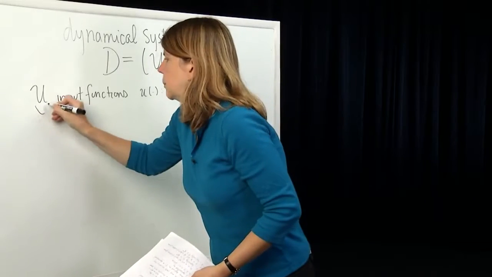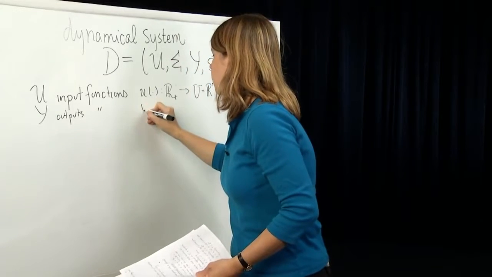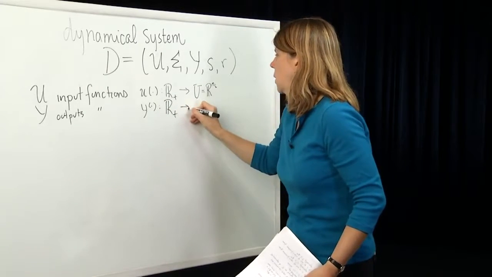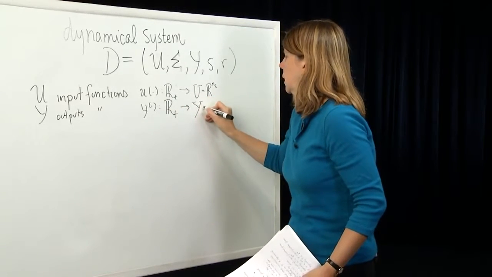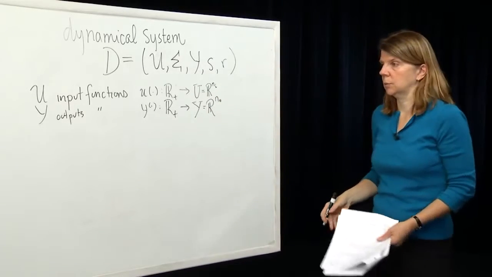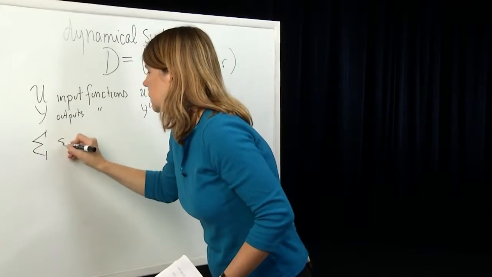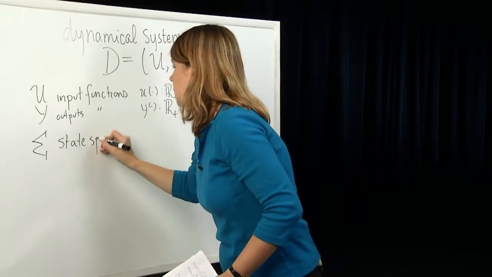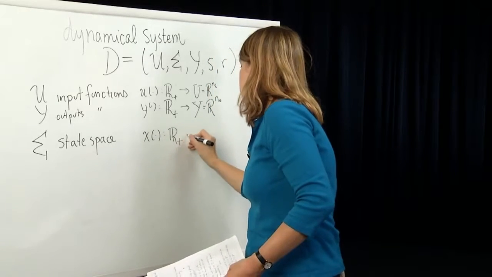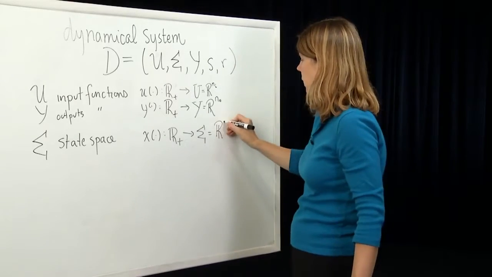And so y, let's skip over to y. These are output functions. The same thing. So y is a function of time. So it takes R plus over to some set Y, and we'll set that to be R n out, where n out represents the dimension of the output space. Sigma is the state space. Okay, so we have a function x of time, which takes us to sigma. And typically, in our case, sigma is equal to Rn.